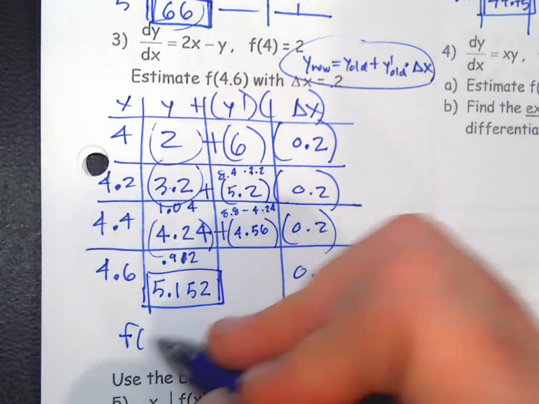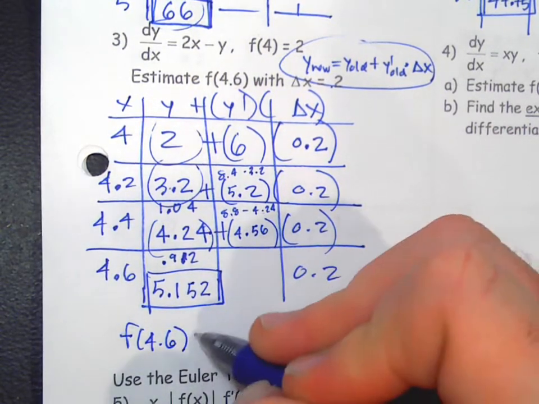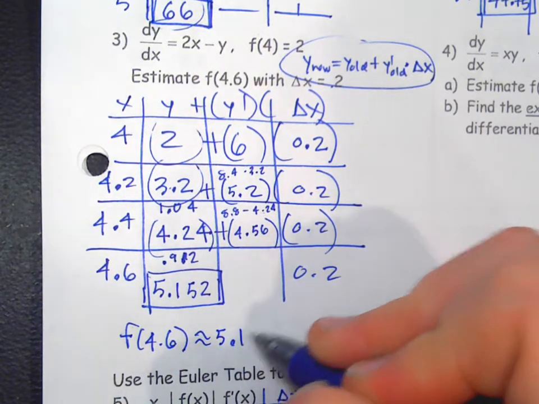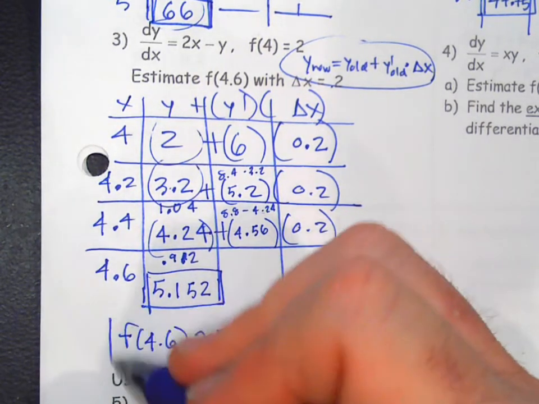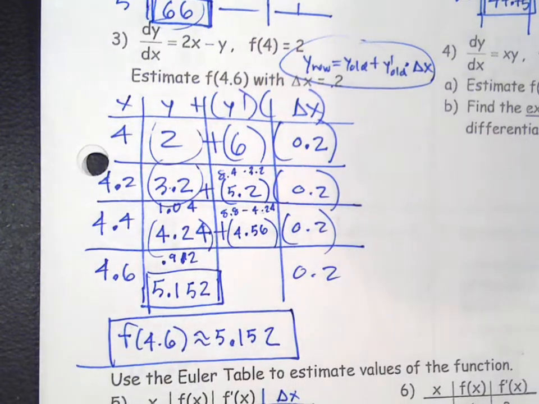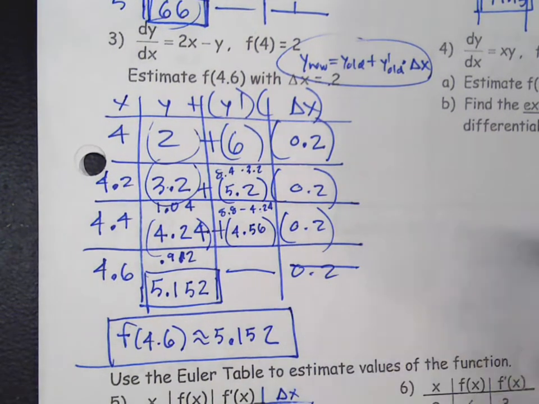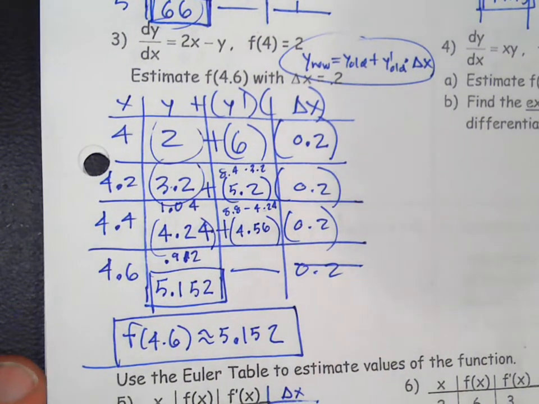Final answer, let's write it nicely: 5.46 is approximately 5.152. Don't need the last y prime, don't need the last delta x. So that's what we're doing here.